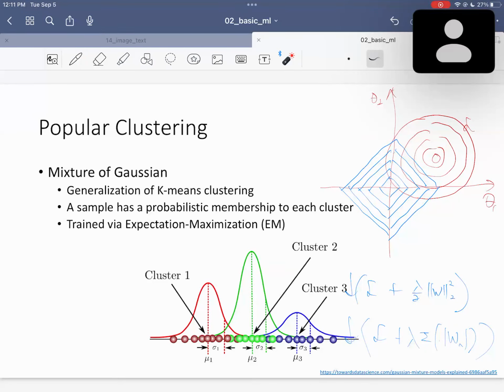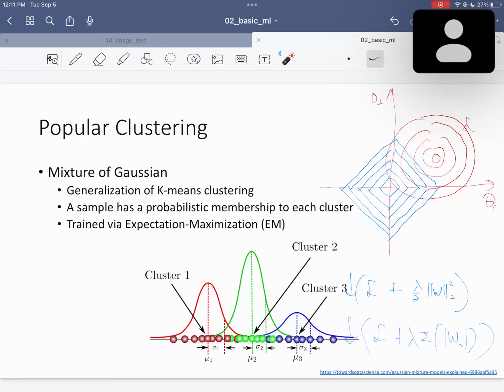But what I was trying to say is that this concentric circle is where the loss value is the same, right? All the points on this circle have the same loss value. All the points in this circle all have the same loss value, right?